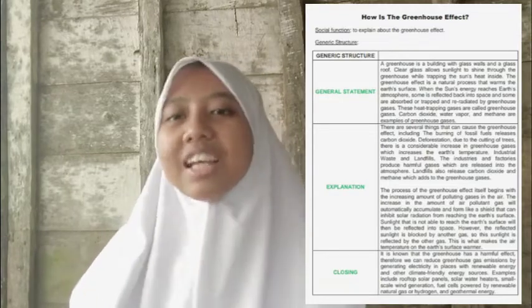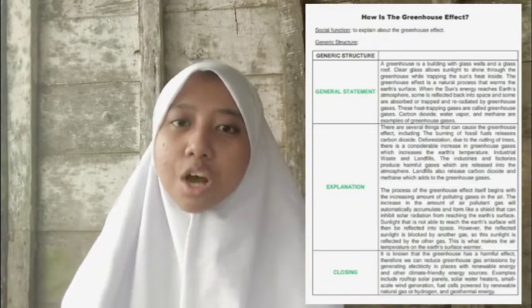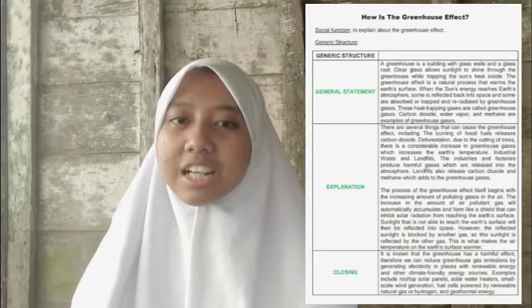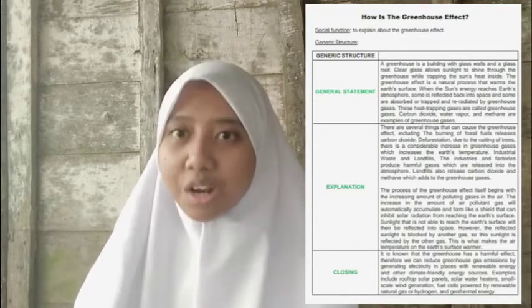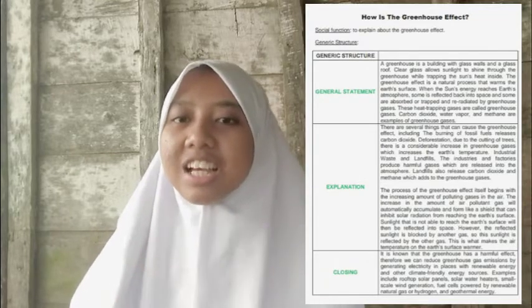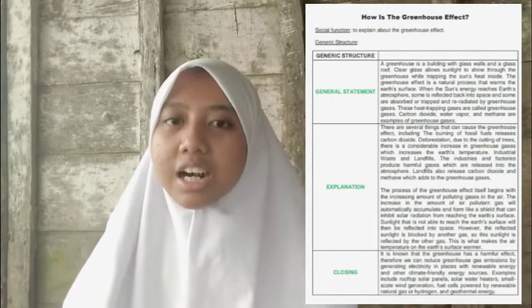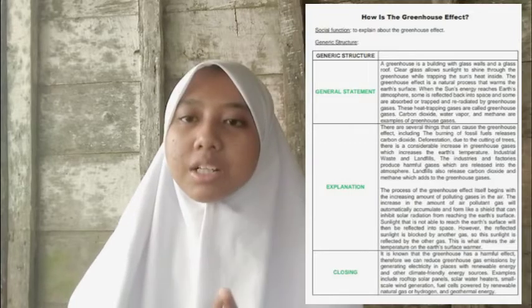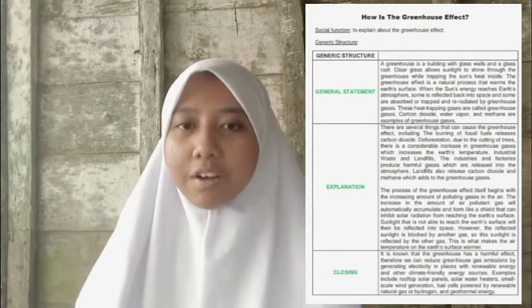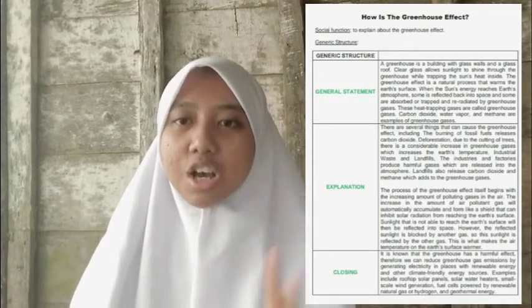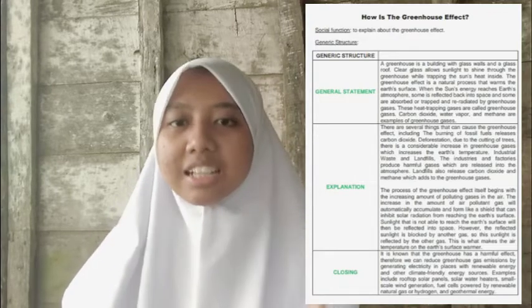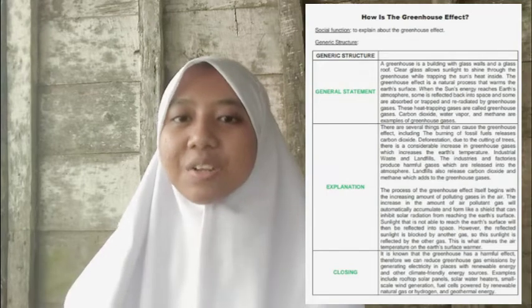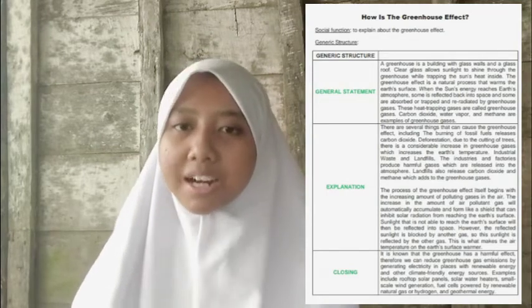Let's continue to the analysis of my explanation text. Firstly, about the social function. The social function of my explanation text is to explain about the greenhouse effect. Next, let's analyze the generic structure. The first is the general statement. We can find it in the first paragraph. The second is explanation. We can find it in the second paragraph and the third paragraph. And the last is closing. We can find it in the last paragraph, or the fourth paragraph.